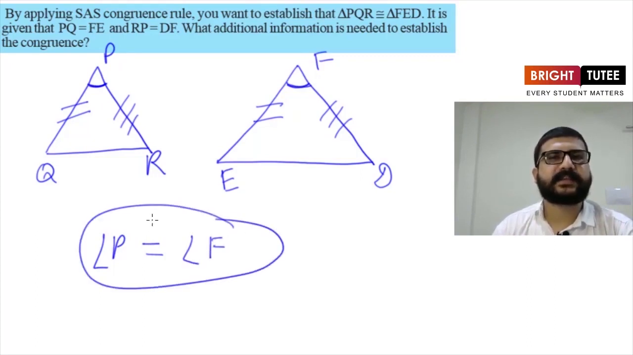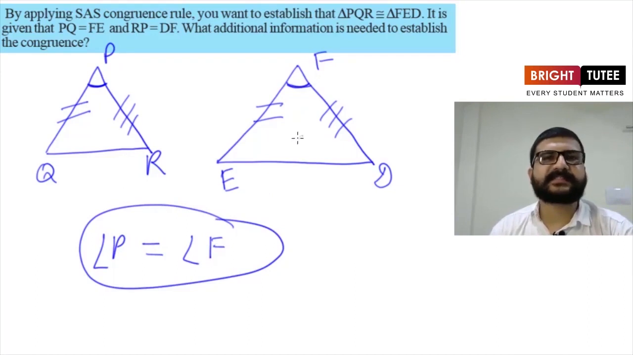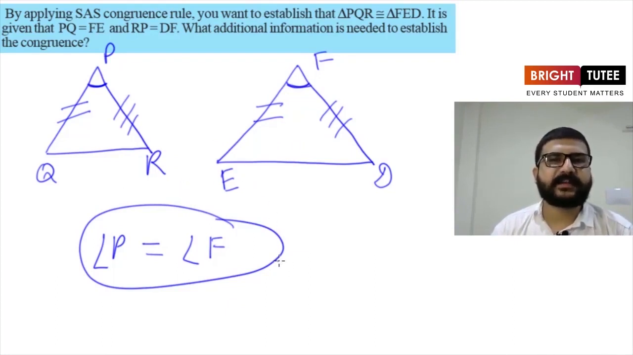If this is given to us, then we can simply use SAS criteria and we can state that these two triangles are congruent triangles. So the additional information required is angle P should be equal to angle F.